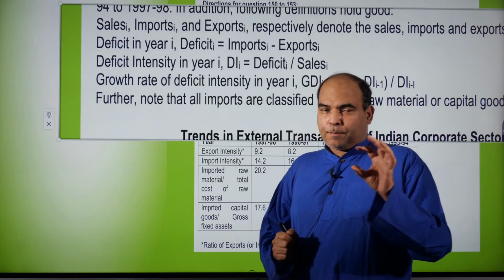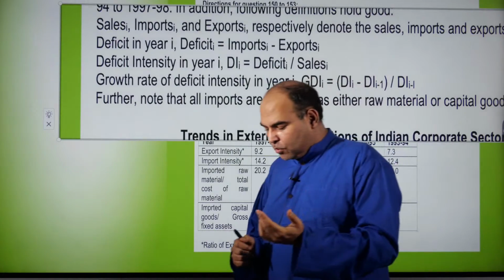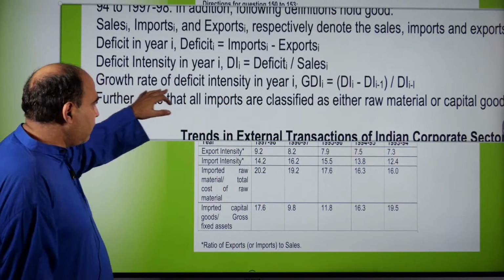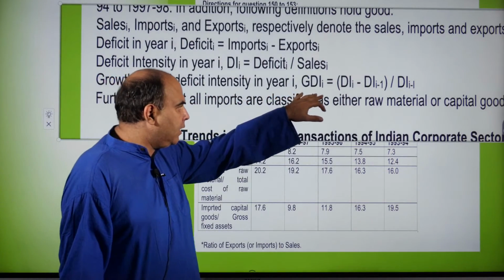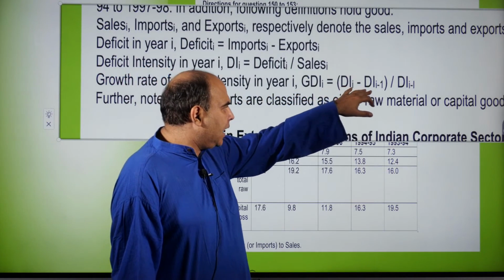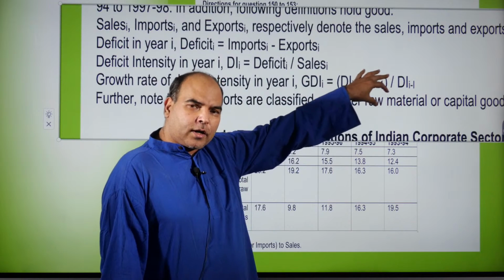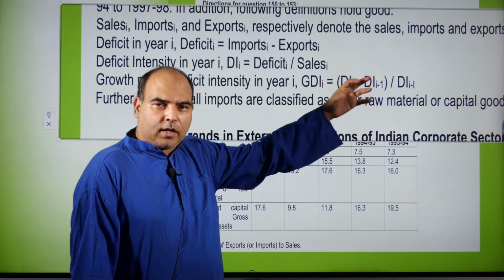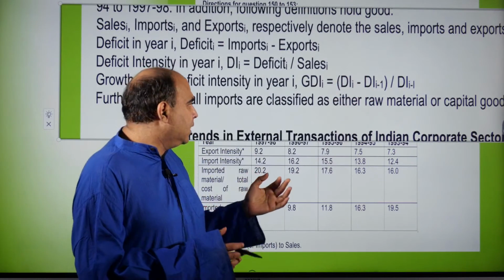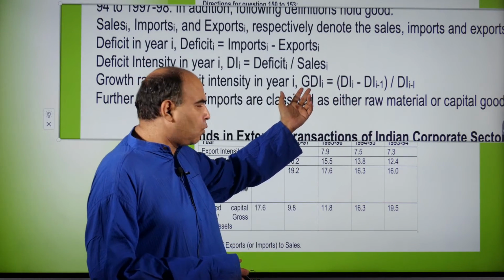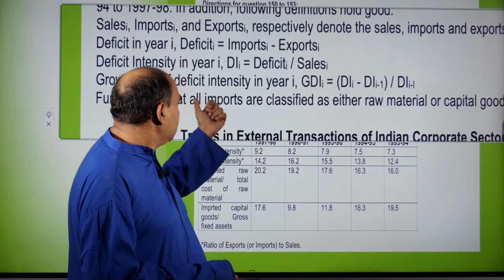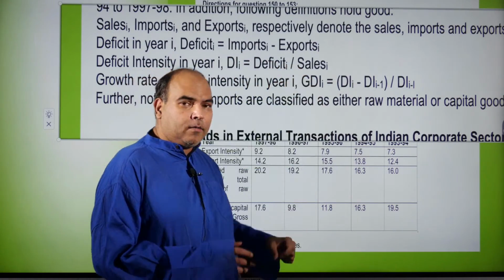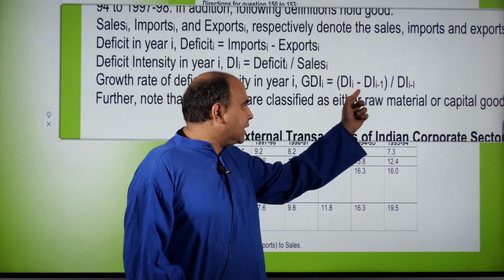So these 5 variables are defined. And the 6th variable they are defining is in this sentence: growth rate of deficit intensity in year I, GDI, is DII minus DII minus 1, upon DII minus 1. You should recognize this formula as the percentage change or the relative growth. So if you want to know the growth rate of deficit intensity, it is DII minus DII minus 1.